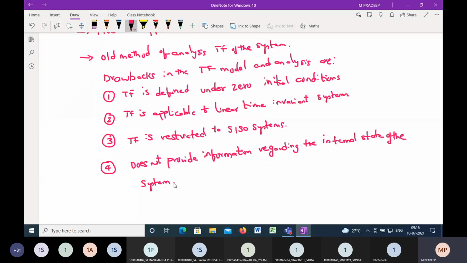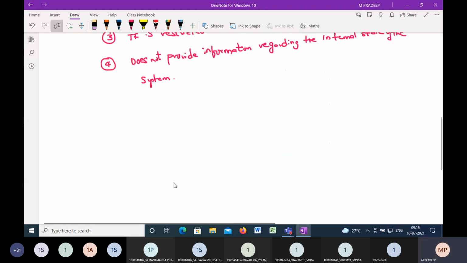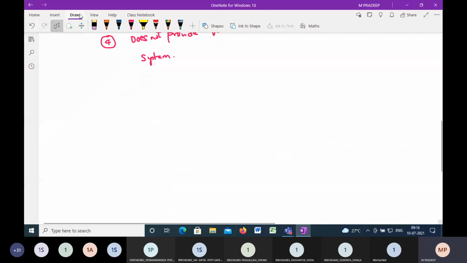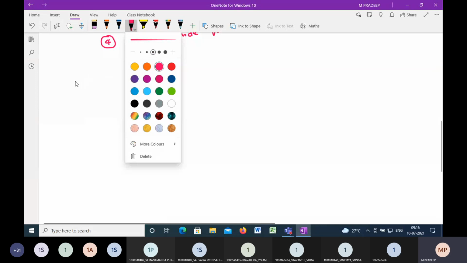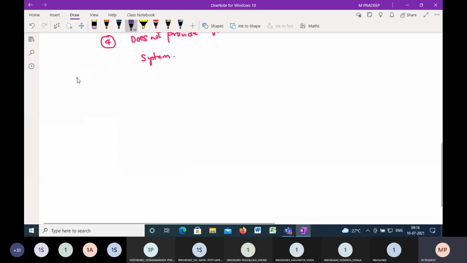Okay. So in this case, the state variable analysis which we are going to consider is not limited to only one particular system. The state variable analysis of a system should not be applicable to just one system. This analysis should be applicable to any type of system.